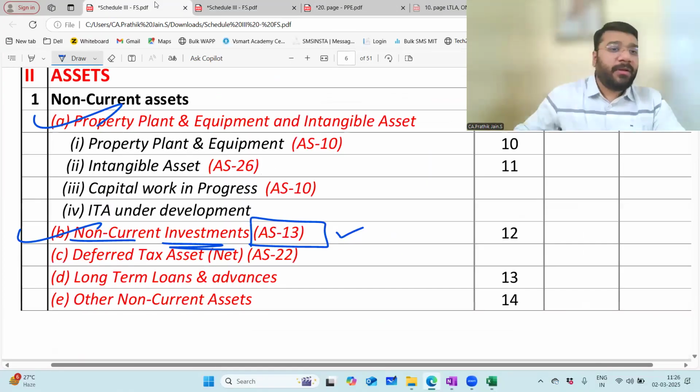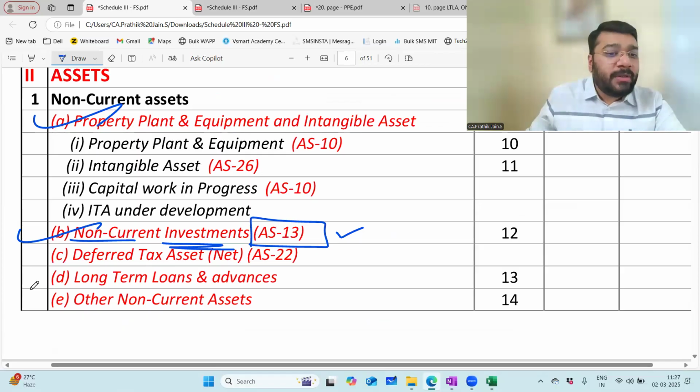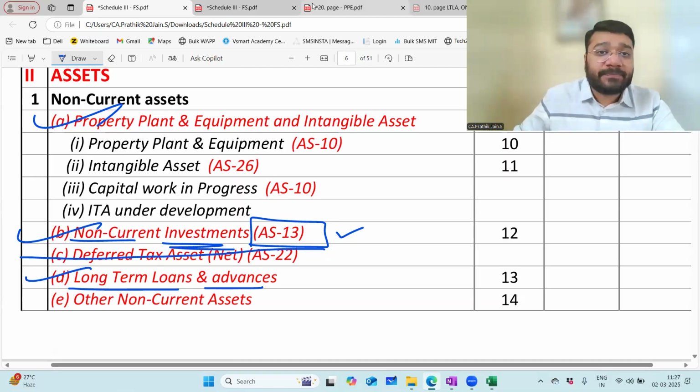Now, we're done with PPE and intangible assets. We're done with non-current investment. Now we're going to do C. You will leave it now. We'll be discussing when I do accounting standard 22. D. Long-term loans and advances. Long-term loans and advances.